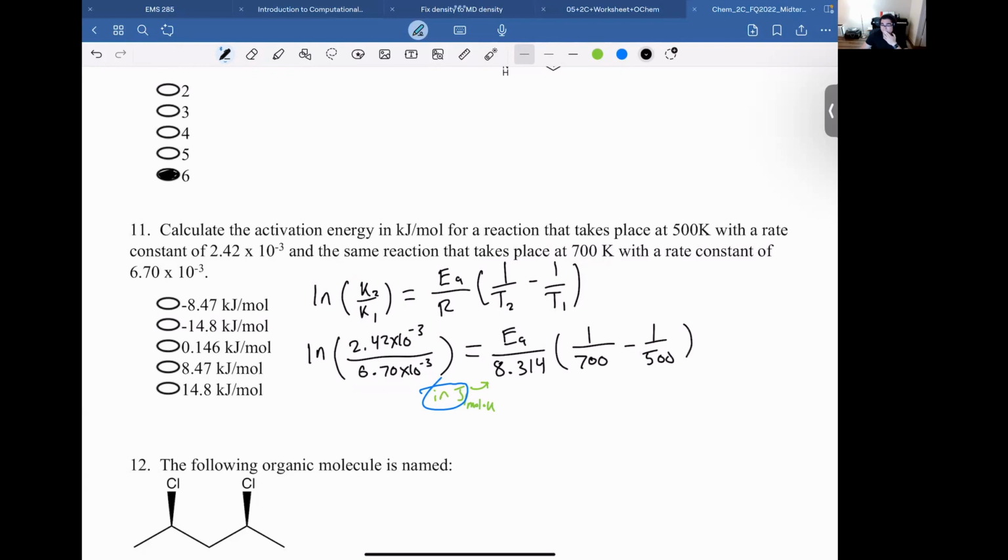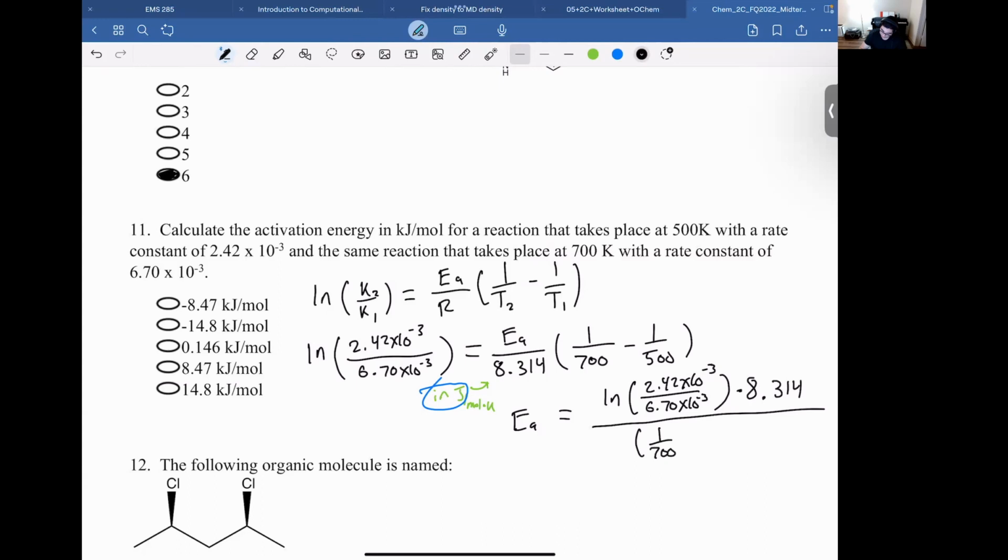So yeah, I would write this. I would multiply both sides by 8.314 and then divide by this. So I would get EA is equal to ln of 2.42 times 10 to the negative third over 6.70 times 10 to the negative third, multiplying both sides by 8.314, then divided by 1 over 700 minus 1 over 500, right? Because one term is dividing EA.